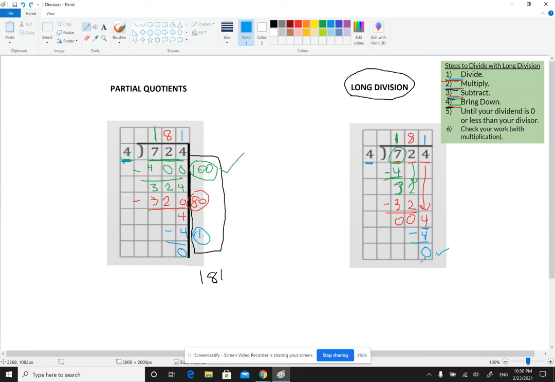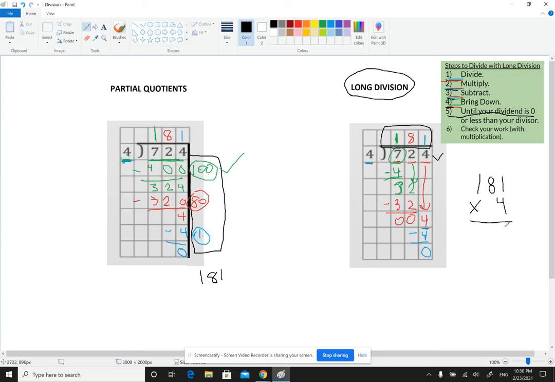I have taken my dividend and already grouped it into groups of 4. So my answer is going to be 181 groups of 4, right? I can check my answer, right? I keep doing this until my dividend is 0 or less than my divisor, and I can check my answer by saying, well, if I have 181 groups of 4, like I think that my answer is, that must mean that if I take 181 of those groups and multiply it by how many is in each group, I am going to get my initial number.